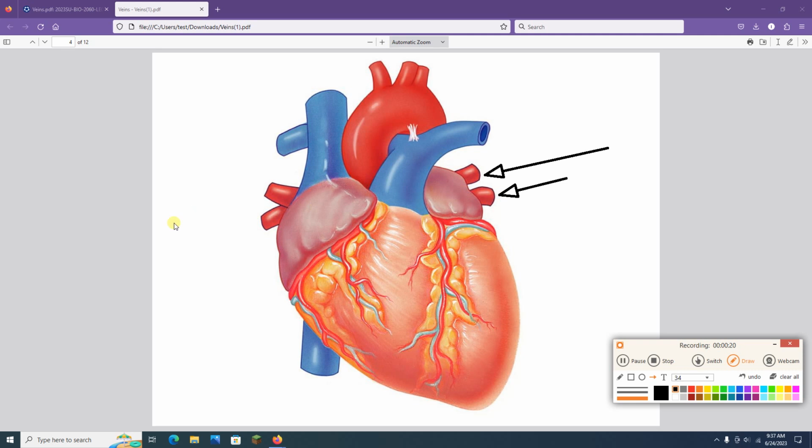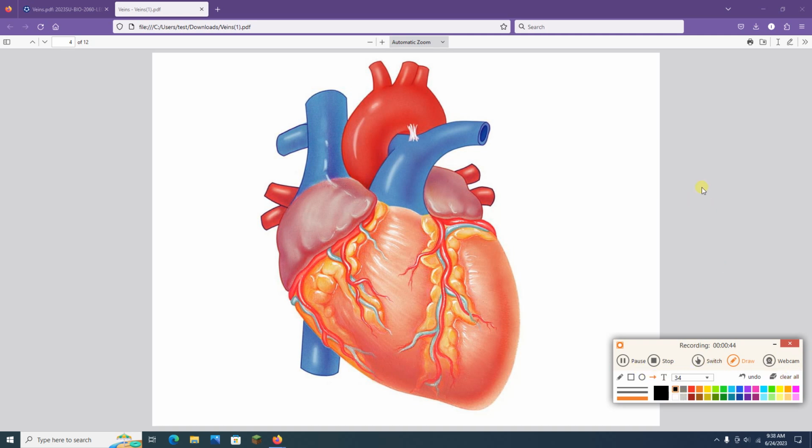Got 4 weird veins here. These weird veins, of course, are my pulmonary veins. They are, of course, veins because they're going to the heart. Veins go towards the heart, arteries go away from the heart. But they're weird because they are red. They are oxygenated.